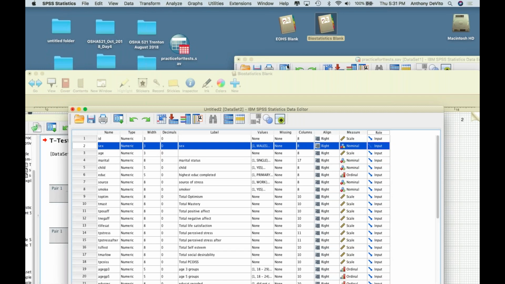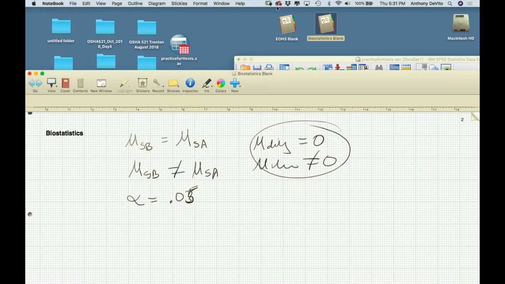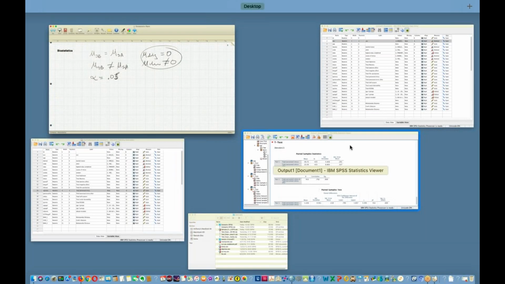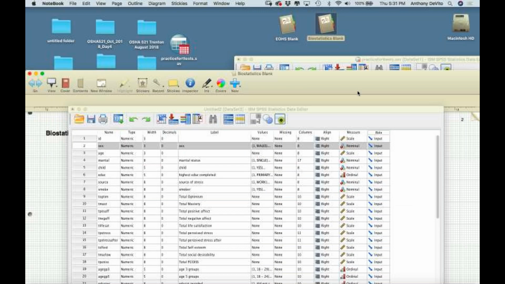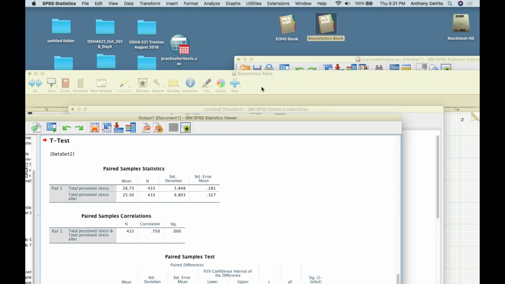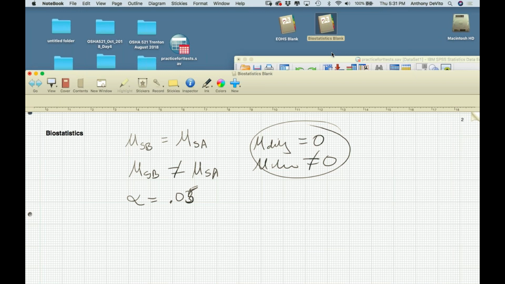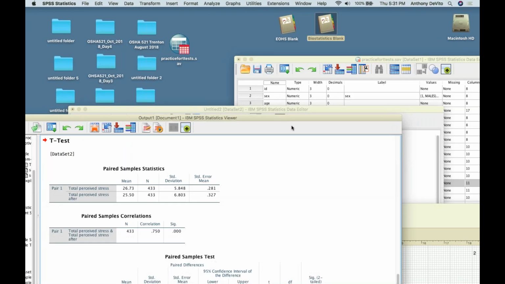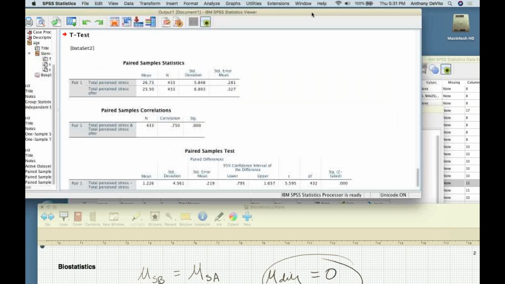Okay, and did it do it? Where'd it go? Let's see. Where's my output window? It's interesting. I've got two input windows open and only one output window, but that's the way it works. Clicked into something anyway. Okay, let's take a look at what we have.